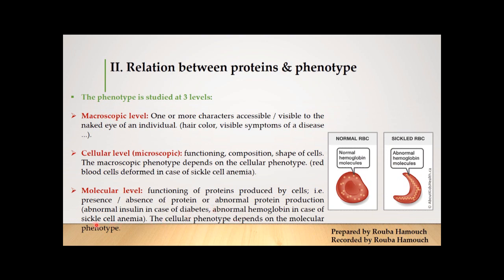As for the case of sickle cell anemia, the deformation in the form of the red blood cells is due to what? It is due to the production of an abnormal hemoglobin molecule. Hemoglobin, you know, is a structural protein found in red blood cells whose role is to carry the respiratory gases. So, when hemoglobin is abnormal, the shape of the red blood cells is deformed, is altered, and thus we have sickle cell anemia.